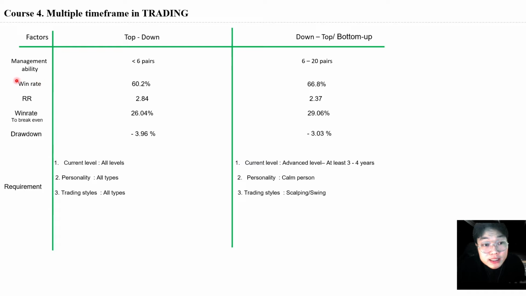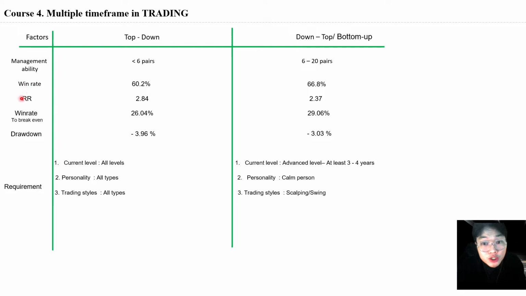And the second one is your win rate. The win rate of the top-down analysis method is 60.2%. For bottom-up it is 66.8%, which is quite impressive for the bottom-up analysis.